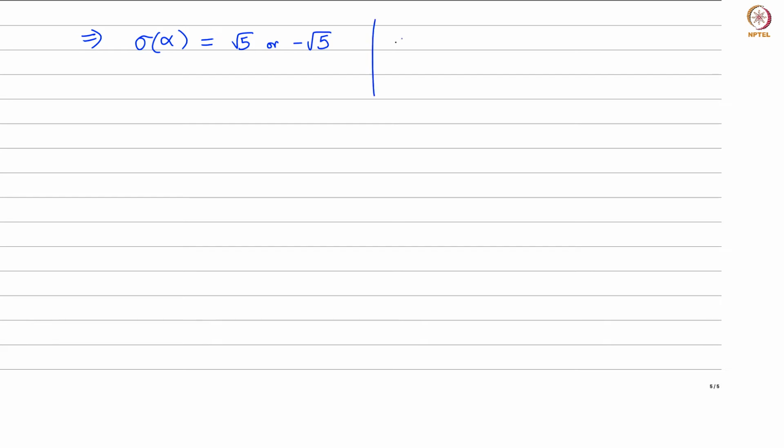Now, similarly, I also look at the other guy, beta. Observe that its minimal polynomial over Q is just x square minus 7. I mean, we have to show this is irreducible, but we have done examples like this before. Now, the roots of this polynomial are plus or minus square root 7.